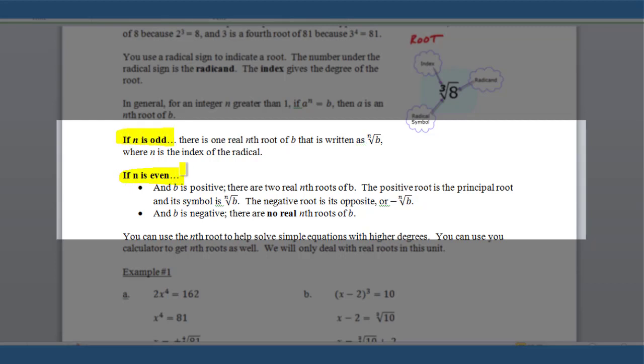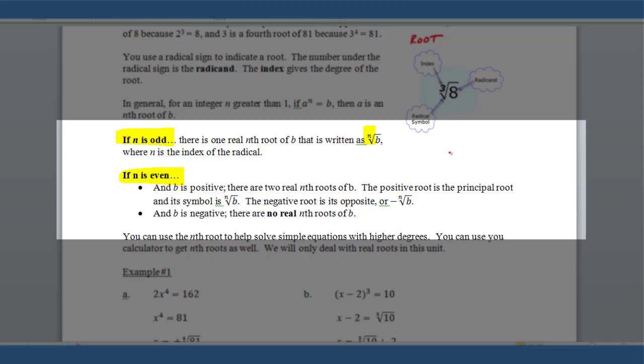issues here. If the value for n, in this case, what we're talking about is the root, so you can see the little index there is n, if it's an odd number, there's going to only be one root, and the positive value is going to be the principal root. So that is pretty straightforward. So you can see if we had the cube root of a number, such as the cube root of 8, we're just going to end up with a positive 2.